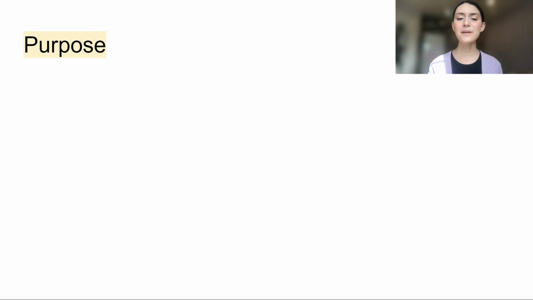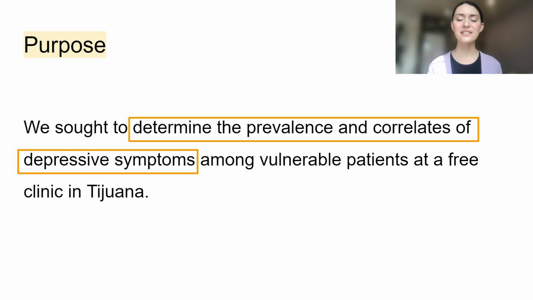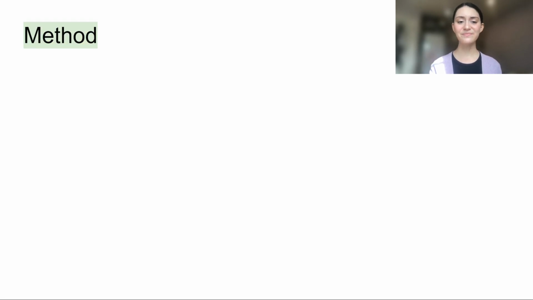Note that while the purpose is an important part of the abstract, it is not always explicitly stated and can be integrated into the introduction or method sections. This is an example of a purpose section. Here, determine the prevalence and correlates of depressive symptoms serves as a key phrase as it clearly states the objective of the study. The third part is the method.